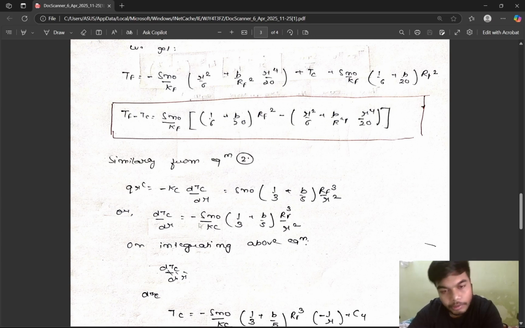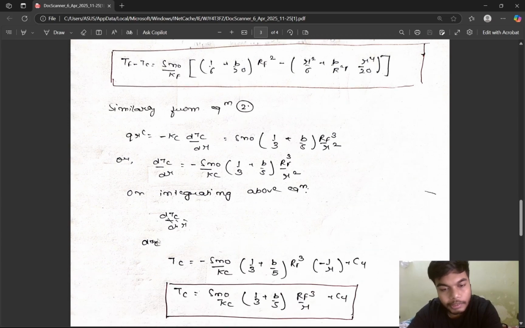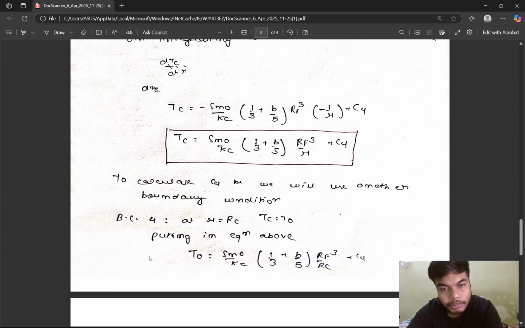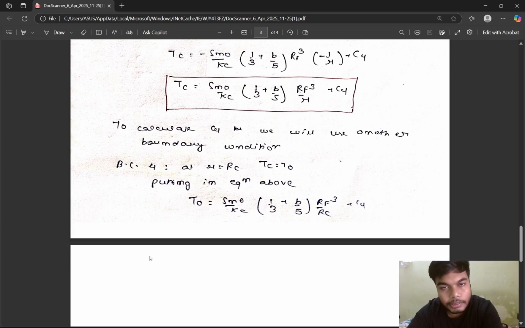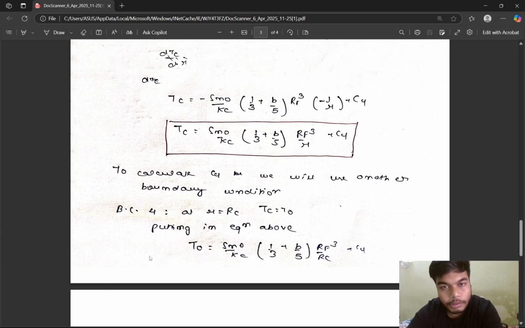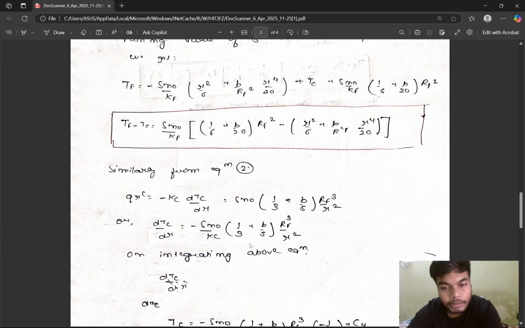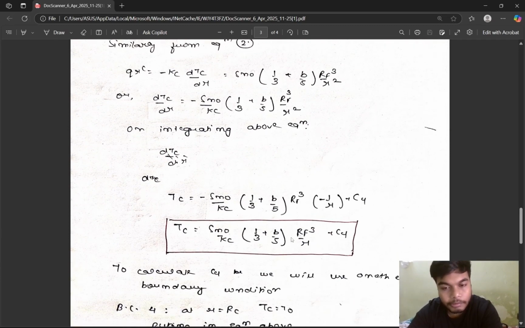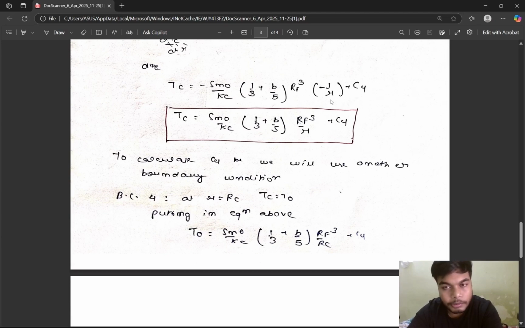Now we will rearrange the terms and divide both sides by minus Kc, and we will get this term. Now we will separate Tc and r terms on both sides, and we will integrate to get Tc. Now Tc is equal to minus Sn naught upon Kc into 1 by 3 plus B by 5 Rf cube into minus 1 by R plus C4. Basically, we will integrate and get this equation. The integration of 1 by R square is basically minus 1 by R, which is just shown here.